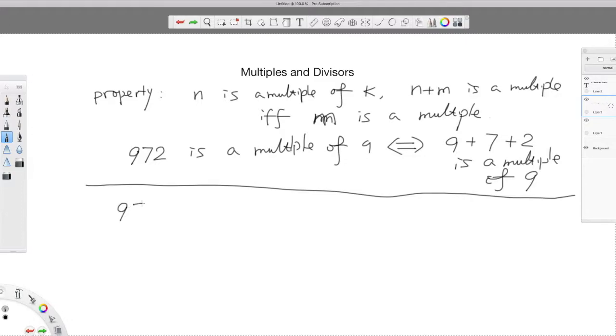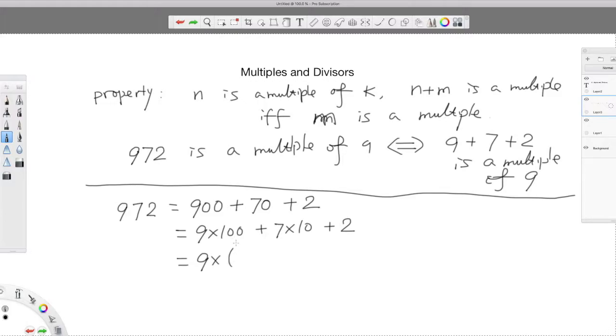What does this number really mean? Of course, it's 900 plus 70 plus 2. And this is 9 times 100, plus 7 times 10, plus 2, right? Now this equals 9 times (99 plus 1), plus 7 times (9 plus 1), plus 2. Why am I writing it this way? I'm going to be using this property.